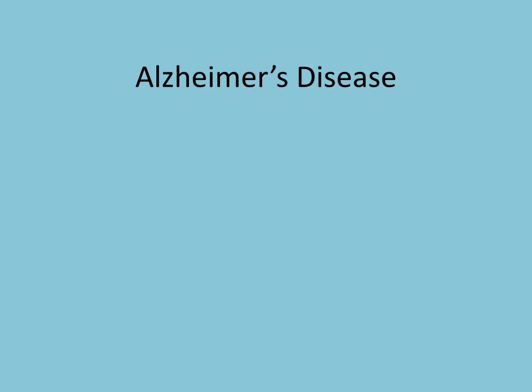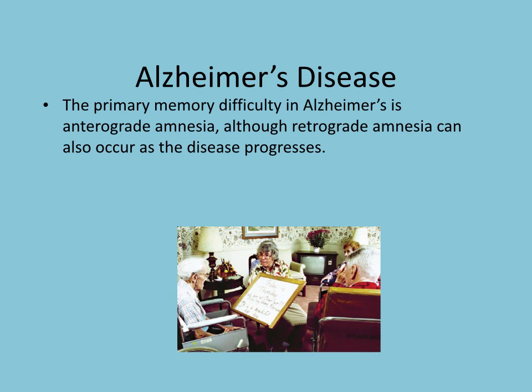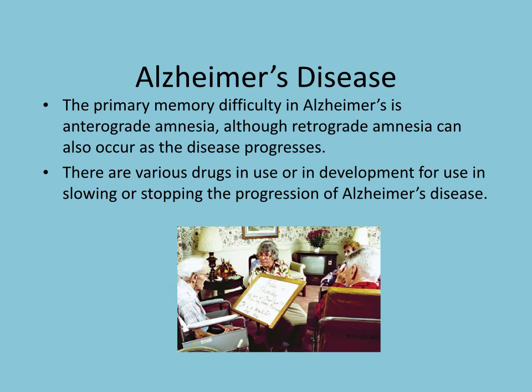Now, Alzheimer's disease is going to affect your memory. The primary memory difficulty in Alzheimer's is anterograde amnesia, which means you cannot remember new information. Although retrograde amnesia can also occur as the disease progresses, it's not that common. There are various drugs in use, however, we have not found a cure.